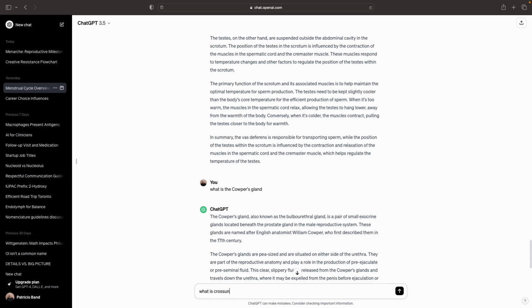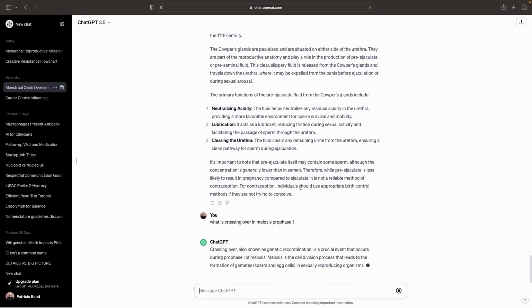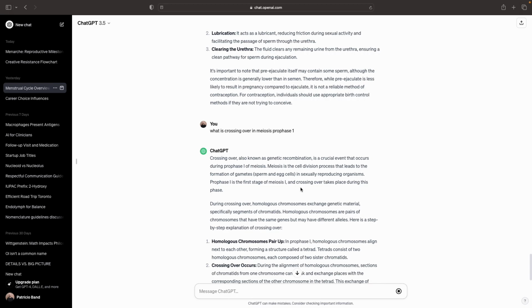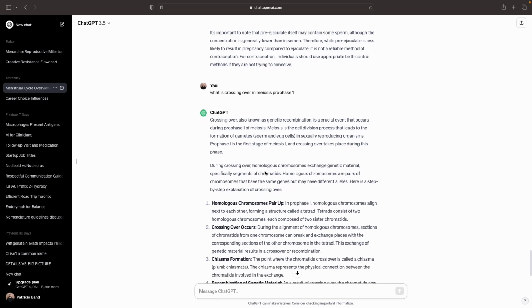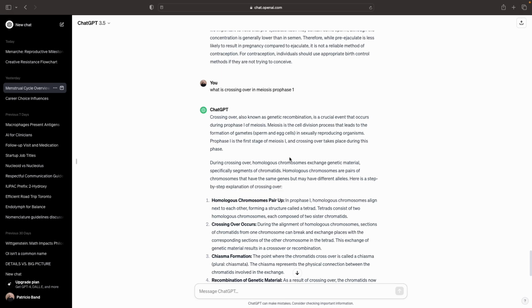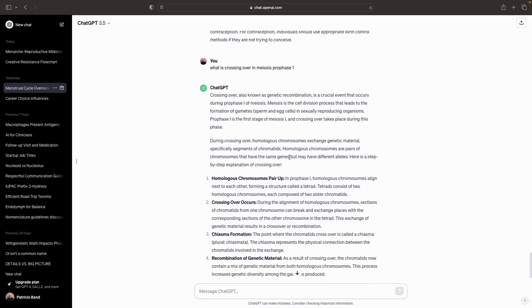What is crossing over in meiosis? Prophase 1. Genetic recombination is a crucial event that occurs during prophase 1 of cell division, the process that leads to formation of gametes in sexually reproducing organisms. Prophase 1 is the first stage of meiosis 1. Crossing over takes place. During crossing over, homologous chromosomes exchange genetic material, specifically segments of chromatids. Homologous chromosomes are pairs of chromosomes that have the same genes but may have different alleles.